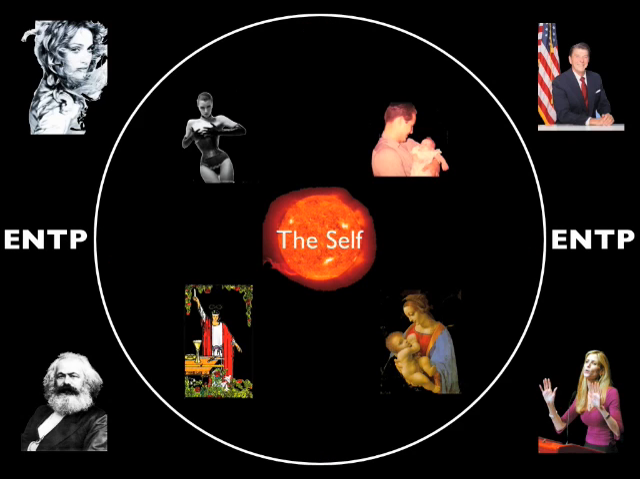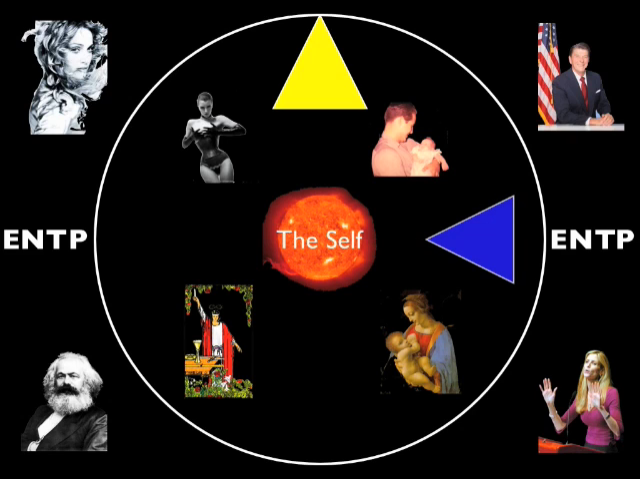Now another example, ENTP. Primary function is extroverted. Primary extroverted function is going to be perceptual. So the primary function is going to be perceptual. Intuition or sensation. Intuition. Secondary function is introverted, thinking or feeling. And here it's thinking. And so on.